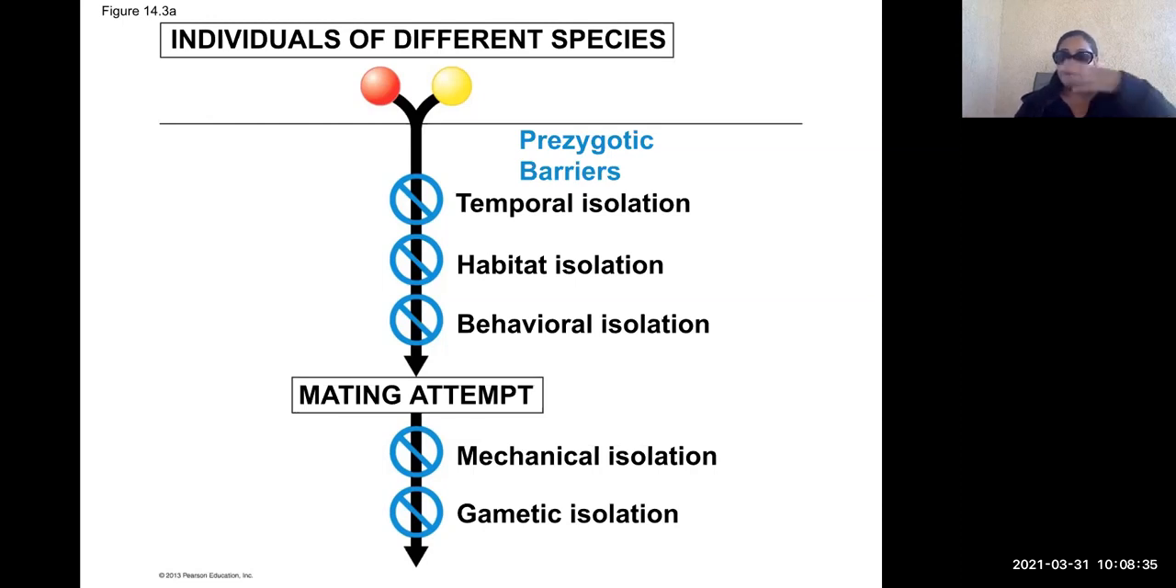Habitat isolation would be like that mountain range popping up. And then behavioral isolation, like, birds all have mating dances. Well, if the mating dance of one type of bird gets too far off, they're not going to mate with these types of birds anymore. And then mechanical isolation, meaning their actual pieces don't fit together when trying to mate, or gametic isolation, that would be their gametes either don't fertilize each other or, like I said, the next generation is not fertile.